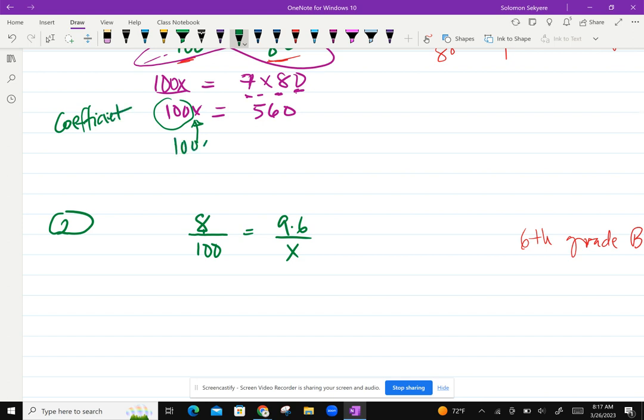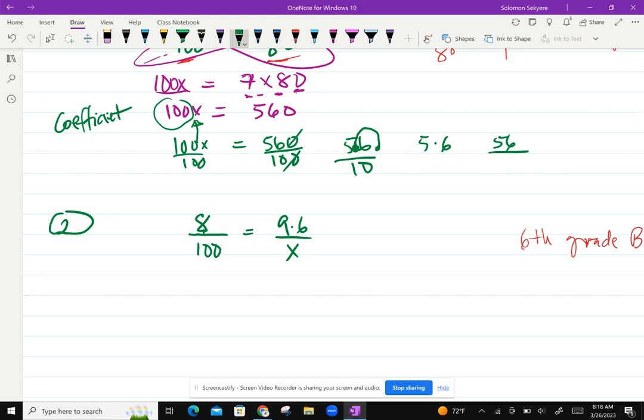So it'll be 100x over 100 is equal to 560 over 100. How do we do this one here? Cancel the zeros, and then we are left with 56 over 10. How do you divide a number by 10? Your decimal point is actually here, at the end of the number, you move it to the left 1. So it becomes 5.6.